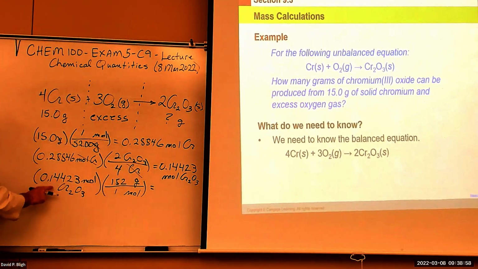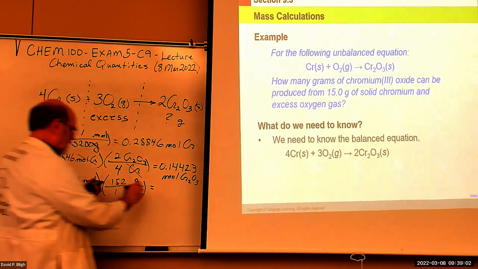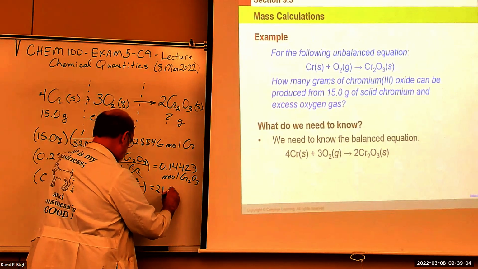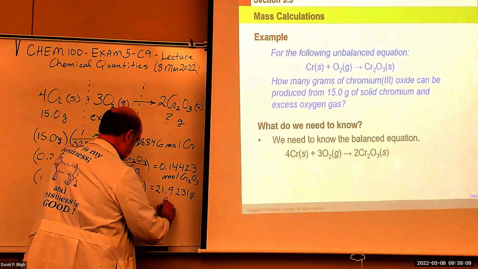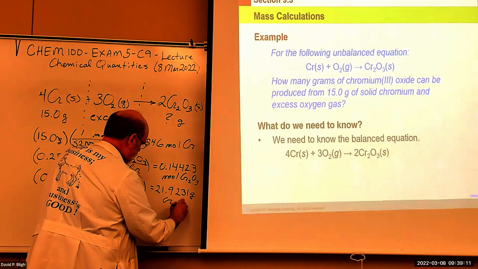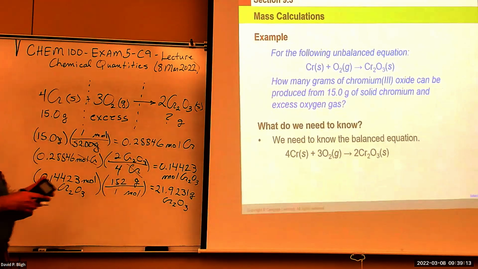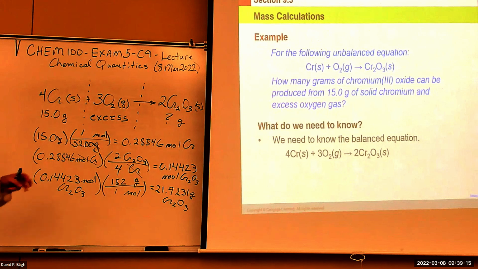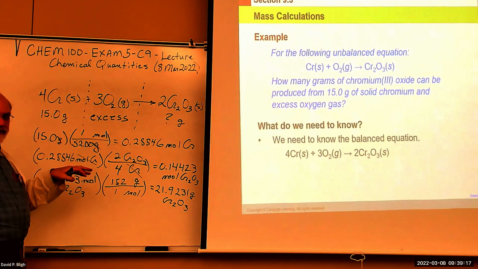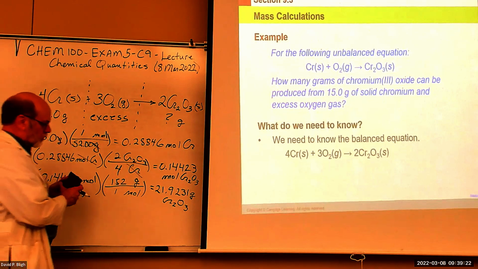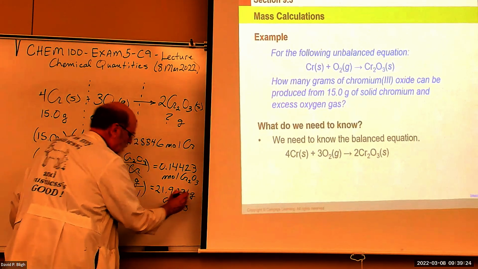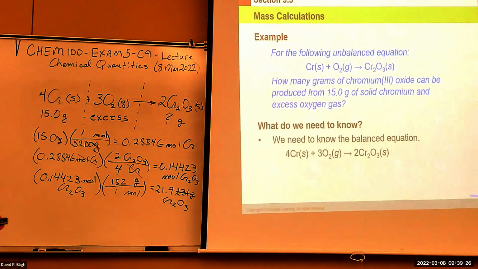So this is multiplied now by that. And I get 21.9231 grams chromium(III) oxide. Now we can round it to significant figures because these were all multiply, multiply, multiply. And we started off with 3, so we can round this to 21.9 grams of chromium(III) oxide.